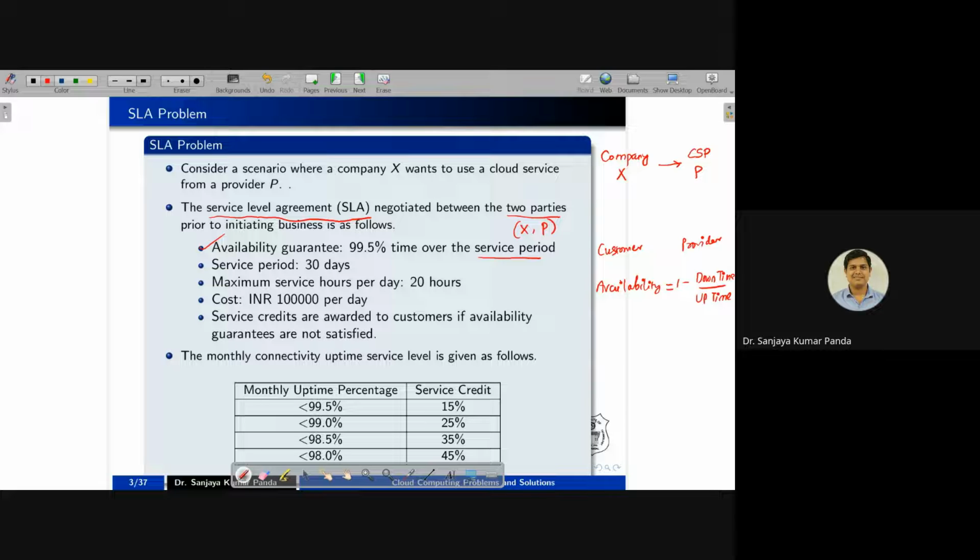For example, let's say you want service for 24 hours. Out of 24 hours, we observe that the downtime is 1 hour, and uptime is 23 hours. So you can calculate availability as 1 minus 1 by 23. Out of 24 hours, uptime is 23 hours, downtime is 1 hour. So if you calculate 1 minus 1 by 23, how much will you get? Can anybody calculate and tell me, or write in the chat box?